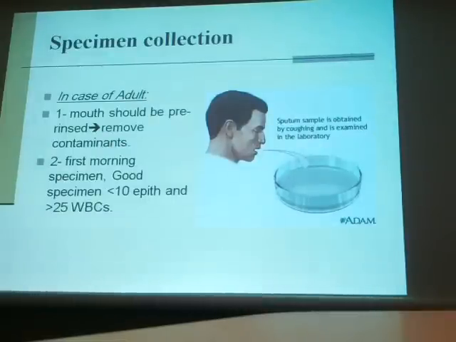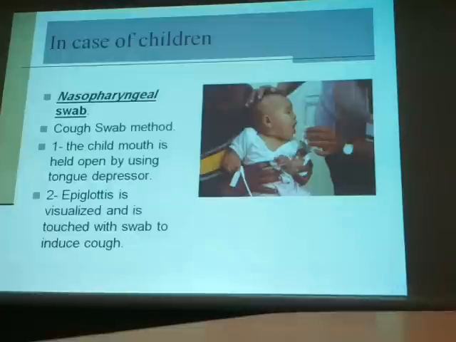A good sample has epithelial cells less than 10 cells per high power field, with white cells or macrophages more than 25 cells per high power field. Okay, this is the preferable sample, the sputum sample, which we prefer to culture. For infants or children, we use a nasopharyngeal swab instead of sputum.